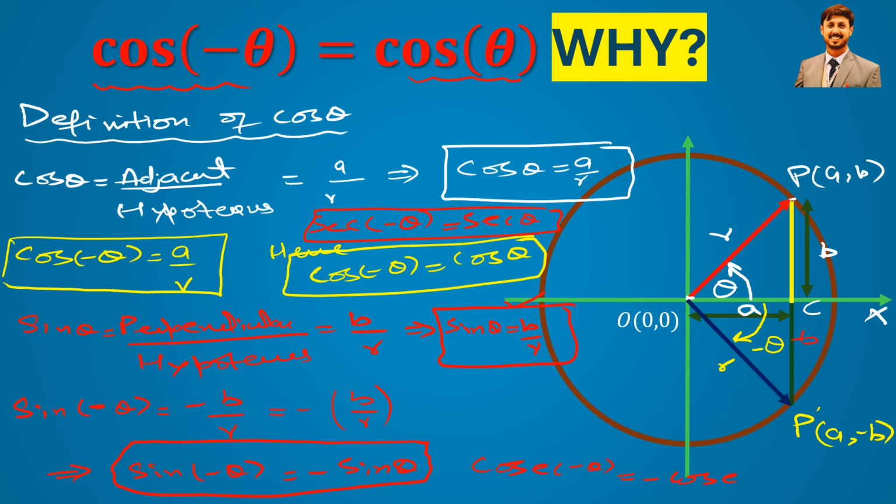And one more thing, the functions which absorb the negative sign are known as even functions. Cos is an even function, but sine does not absorb the negative sign, which means it is an odd function. Tangent does not absorb the negative sign, so tangent is an odd function.